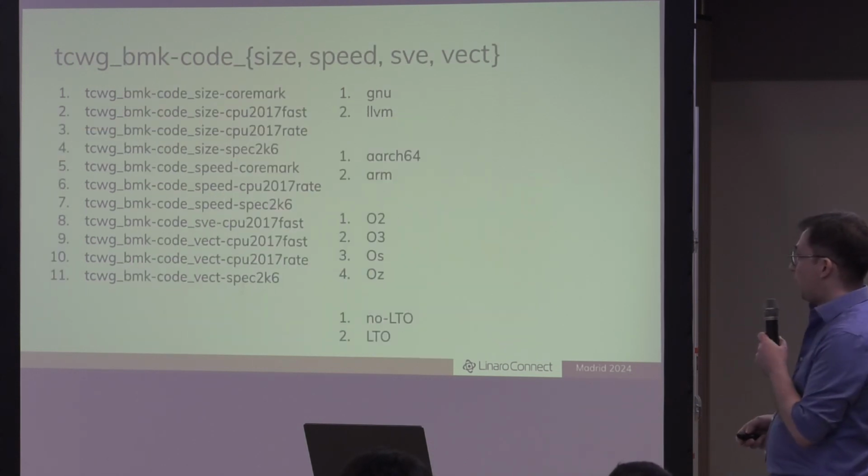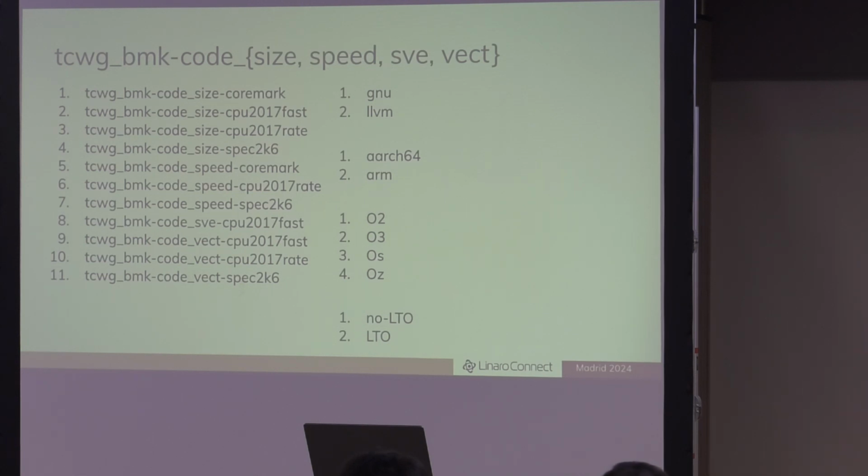Now I need a number between 1 and 11. 5. Yeah. 9. Code vectorization. This will not be very interesting because this is still in development, but okay, we'll try that. Finally, we need a few numbers here, between 1 and 2. So that will be vectorization for LLVM architecture.